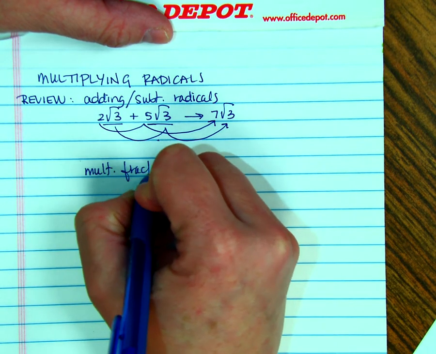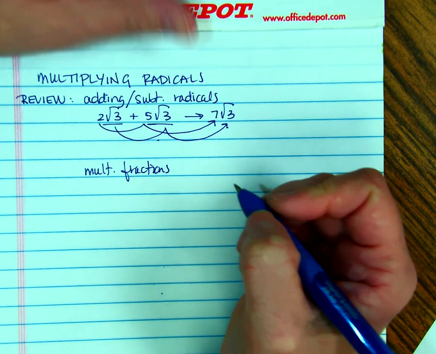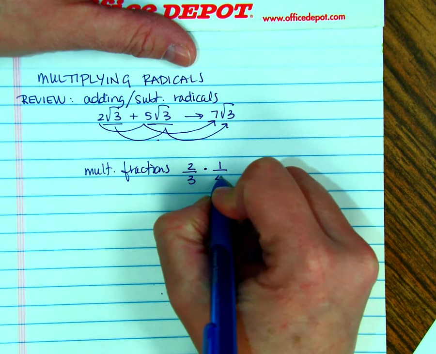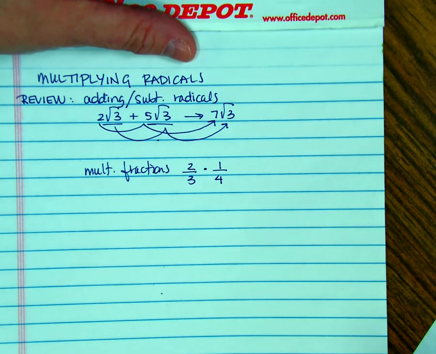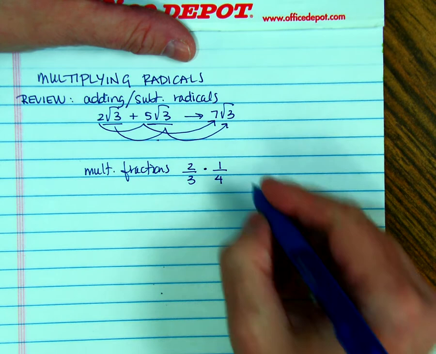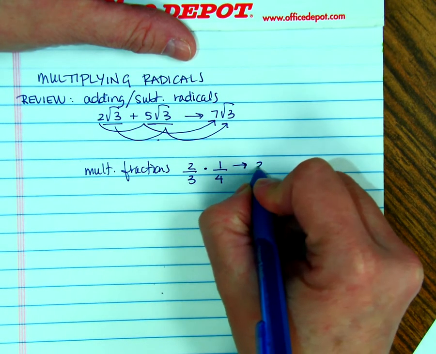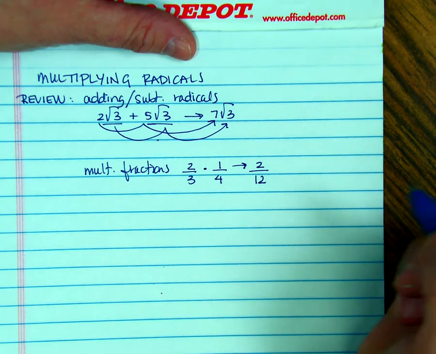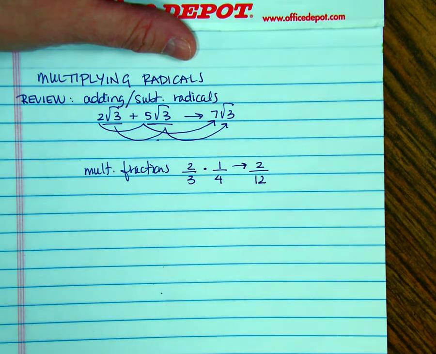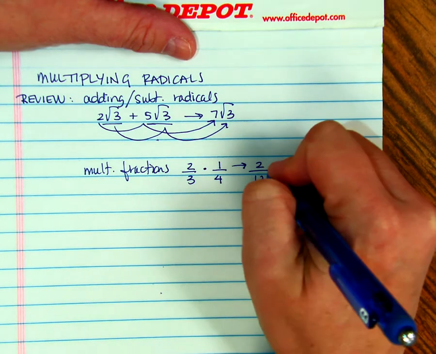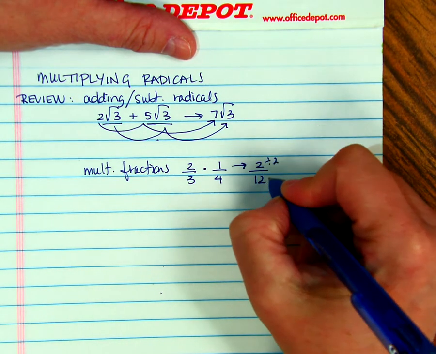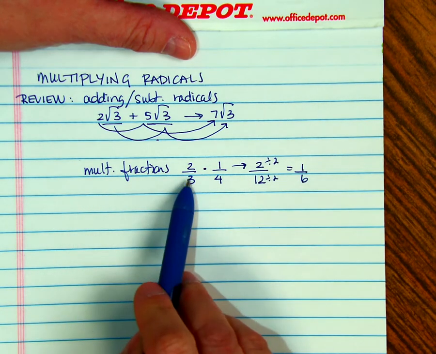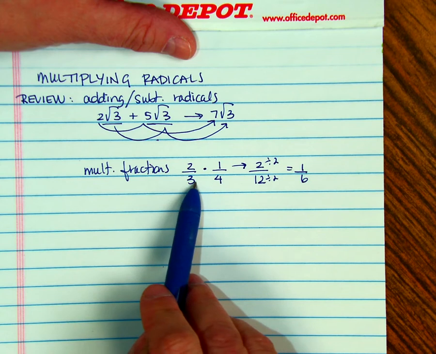When you are multiplying fractions, if you have 2/3 times 1/4, when you're multiplying, you do not have to have the same denominator. So 2 times 1 gives me 2. 3 times 4 gives me 12. Like all fractions, make sure that you can or cannot reduce. 2 goes into both of these, so I end up with 1/6. So multiplying fractions, you do not have to have the same number in the denominator.